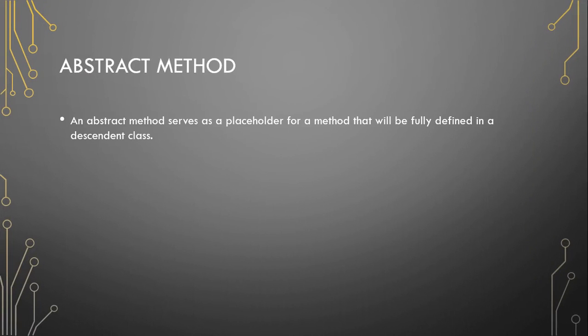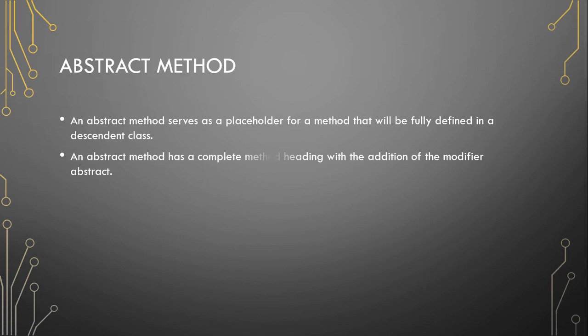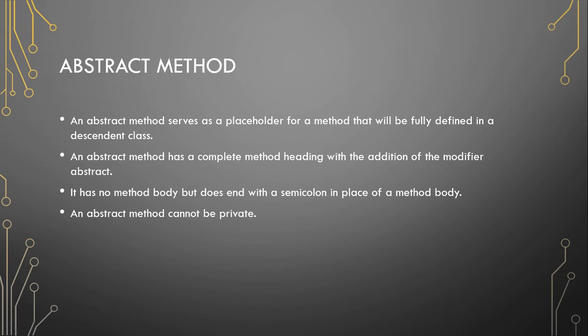Now, an abstract method typically serves as a placeholder for a method that will be fully defined in the descendant class. All right, so it's just a placeholder. An abstract method also has a complete method heading with the addition of the modifier abstract. It has no method body but does end with a semicolon in place of a method body. An abstract method can also be private, as we mentioned before. So some quick examples: public abstract double getPay, public abstract void doSomething, and count.